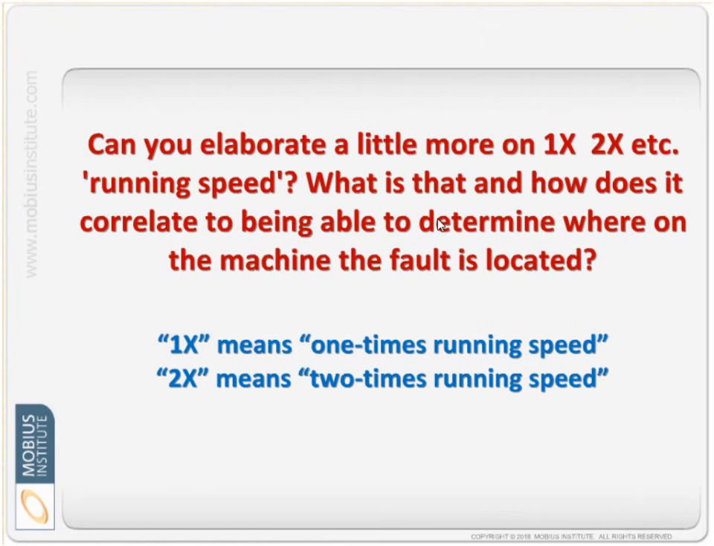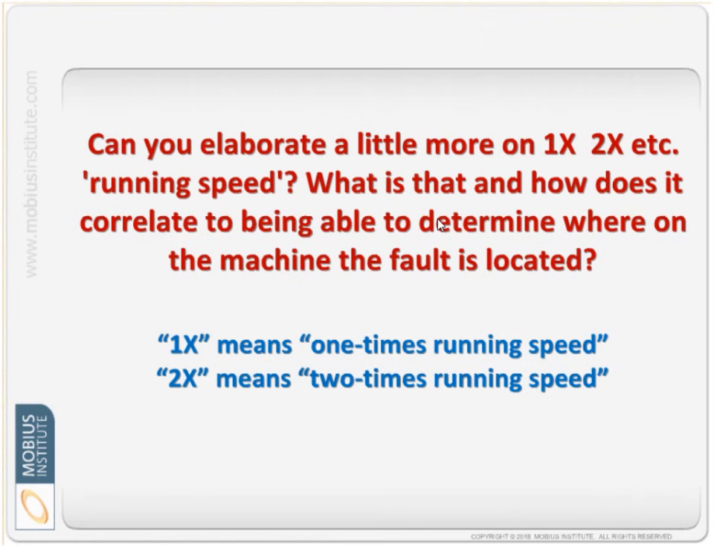Well, a lot of fault conditions occur as the shaft rotates once per revolution. So, for example, unbalance, we get this force, and you'll see it in a moment, once per revolution. Rather than quoting what it is in CPM or Hertz, which is meaningless unless you happen to know the speed of the machine, it's easier just to say 1x, 1 times the running speed. 2x, 2 times the running speed.